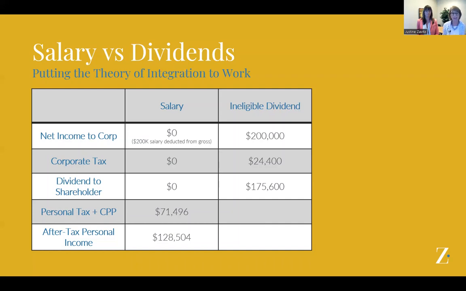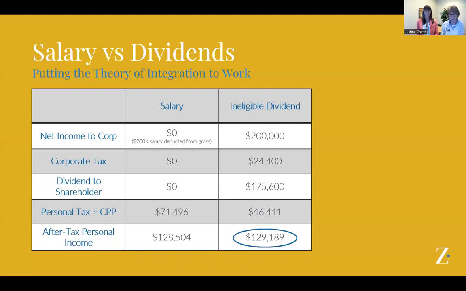If you take that $175,600 as a dividend, you personally pay tax of $46,411, leaving you with $129,189, similar to the after-tax income if you had taken the $200,000 of salary. So note that Canada Pension Plan contributions are not required on dividend income.